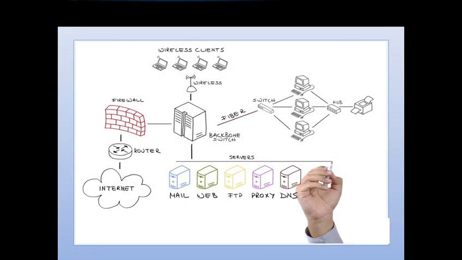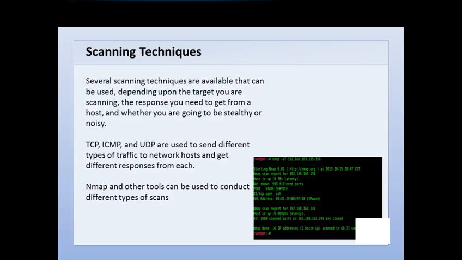The next thing we're going to talk about are the types of scans and different scanning techniques we can use to look on a network and map it out and get ports, services, protocols, banners, and so forth with it. Now, there's several scanning techniques that are available to you, and really which one you use depends upon a few things. First of all, it depends upon the target you're scanning. Some targets do not respond to different types of scans.